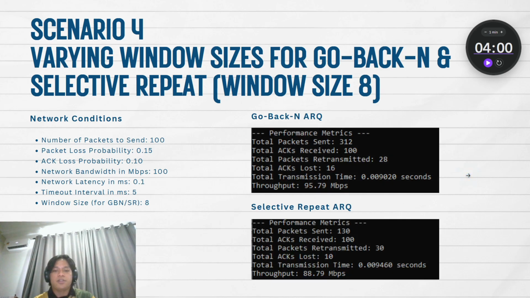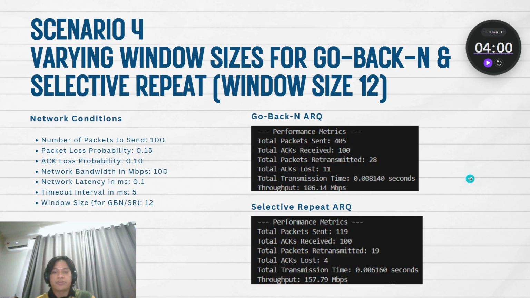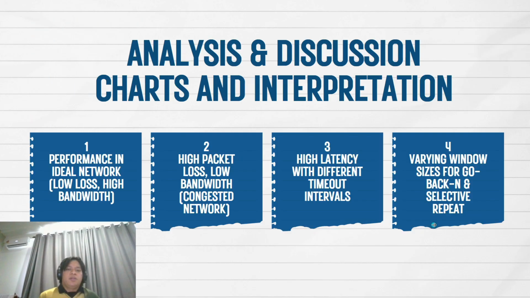Next is window size 8. Both protocols improve, with go back N ARQ having 95.79 Mbps throughput, whereas selective repeat ARQ increased to 88.79 Mbps. On window size 12, selective repeat ARQ performs much better than go back N ARQ with throughput 157.79 Mbps, whereas go back N ARQ will only reach 106.14 Mbps throughput. Next will be analysis and discussion.